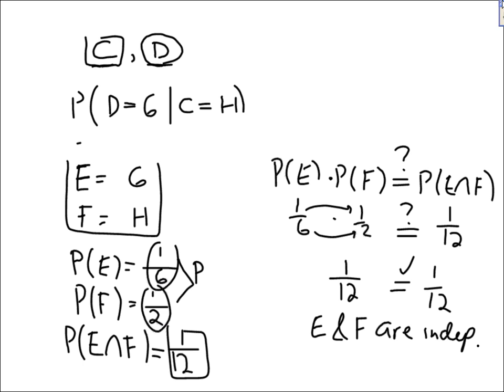Knowing the result of the toss of a coin will not affect the roll of a die. Knowing what you got for the roll of the die is not going to affect the flip of the coin, and vice versa. One does not affect the other. Knowing the outcome of one will not affect the outcome of the other.